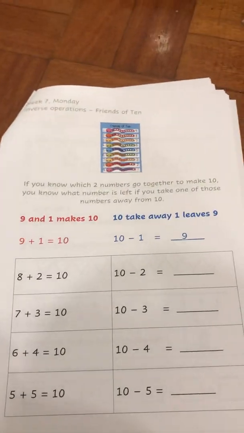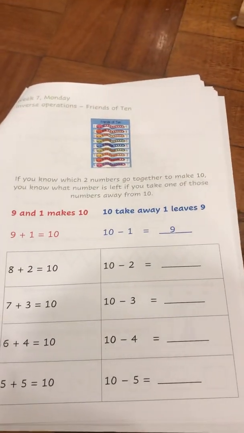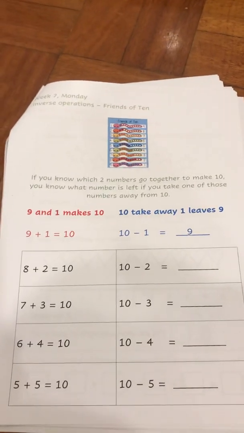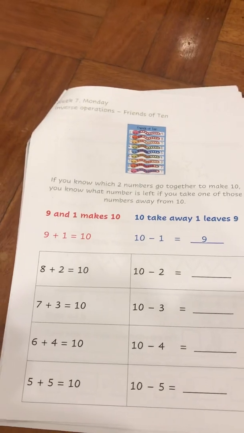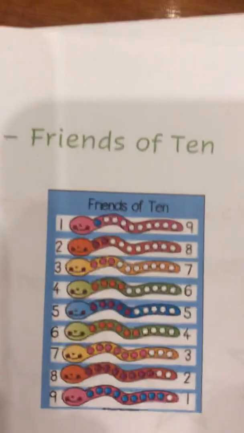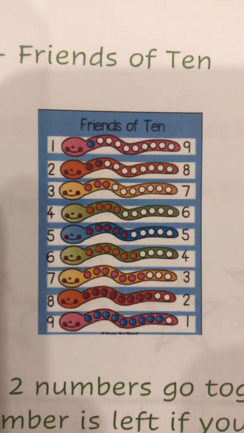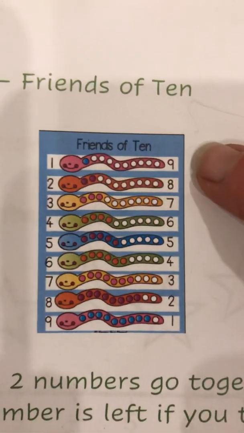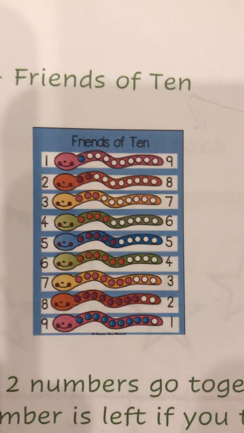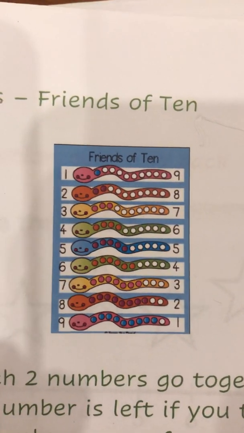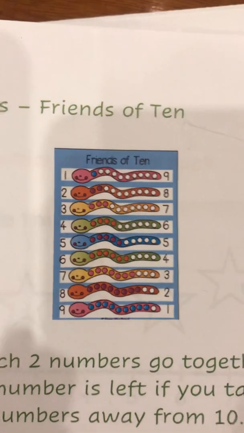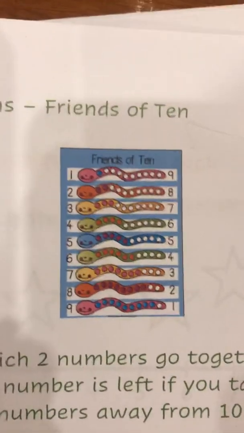it says, if you know which two numbers go together to make 10, you know what number is left if you take one of those numbers away from 10. So just revisiting our friends of 10, we know 1 and 9 make 10. Say it with me. 2 and 8 make 10. 3 and 7 make 10. 4 and 6 make 10.